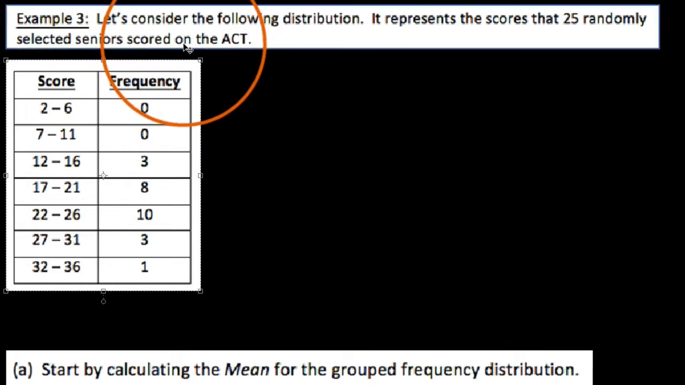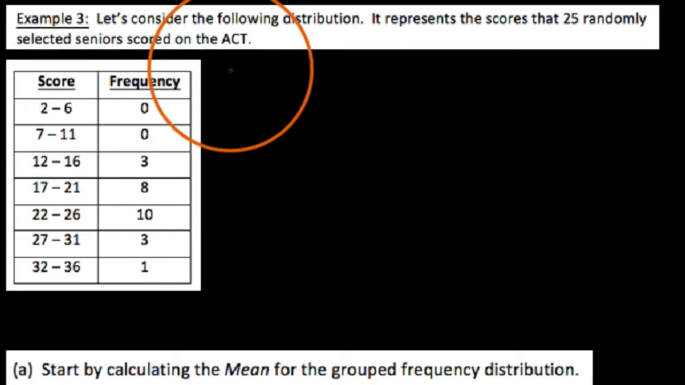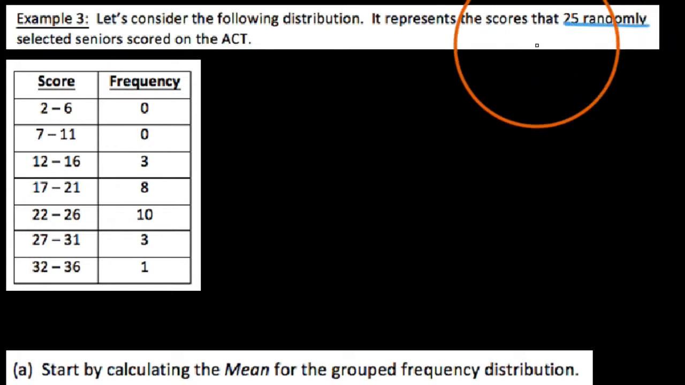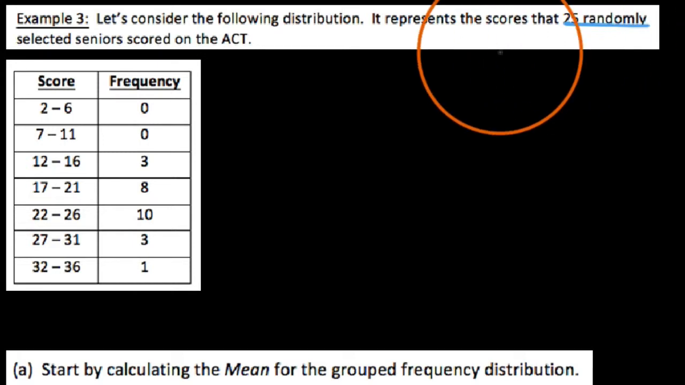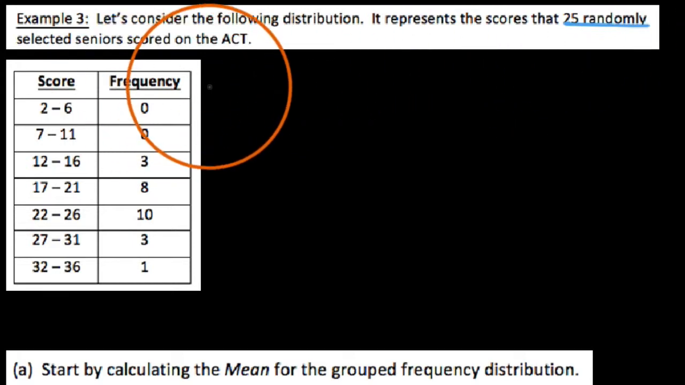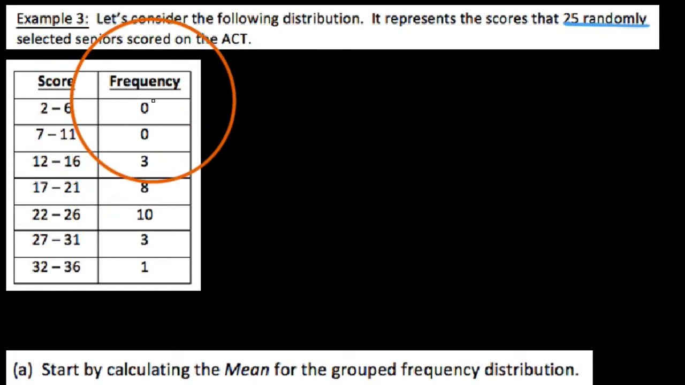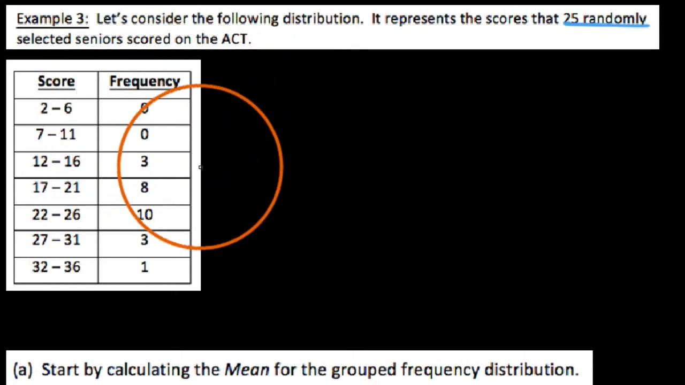So what I want to do is consider this thought experiment here. It says, let's consider the following distribution. It represents the scores that 25 randomly selected seniors scored on the ACT. Since these are randomly selected seniors, and it's not every single senior in the United States of America, we're going to consider this as being a sample. So we are going to calculate some sample statistics here, starting with the mean.